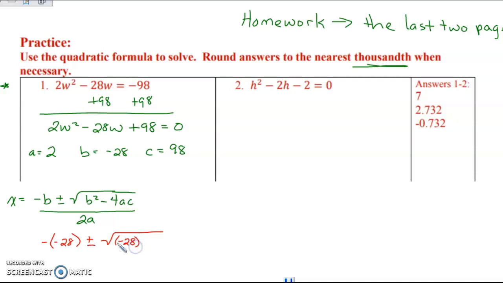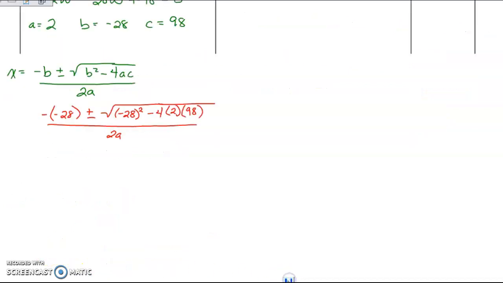And you need to make sure that when you do this, you have negative 28 times negative 28. You don't want to do negative 28 squared, because then you're going to get the negative of positive 28 squared. So make sure you put it in your calculator correctly, please. And then we have minus 4 times A. A we said was 2, times C, which is 98. And I can see I'm going to have to get my calculator out here.